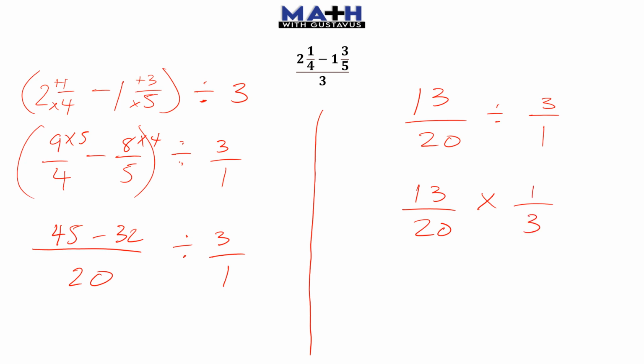There's nothing here for us to reduce or cancel. So we multiply the numerators. So that's 13 times 1, which is 13. Then 20 times 3, which is 60. So the final answer to this question is 13 over 60. This one can't be converted to a mixed number because it is a proper fraction.